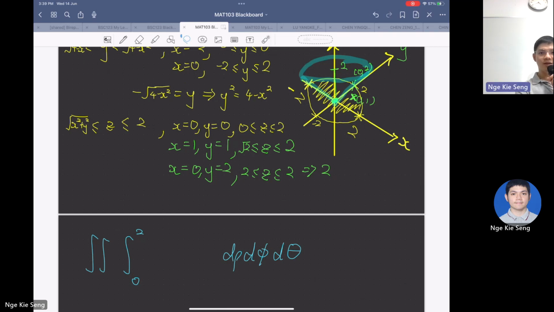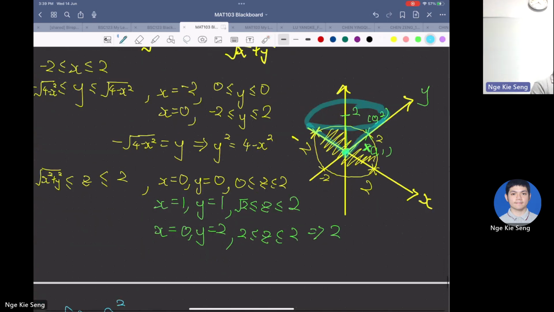How do you find pi over 4? I think this is a pretty important question. So how do you find this angle here? Let's try it. So this is angle phi. Can you find a right angle triangle here or not?